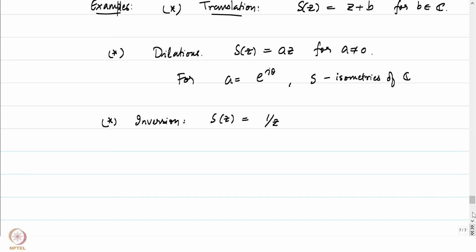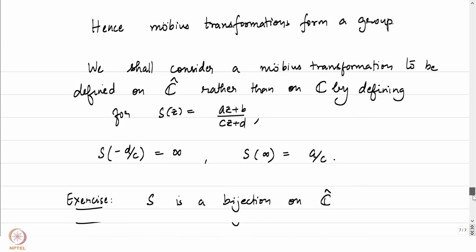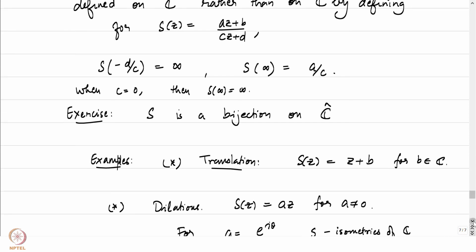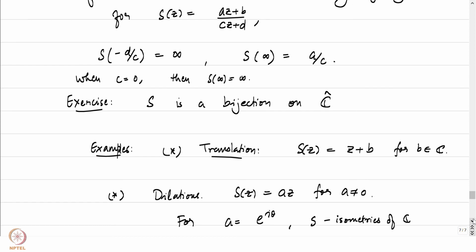So notice that when we are looking at Mobius transformations of the type Az plus b by Cz plus d, if C is equal to 0, then the denominator doesn't have a root. And in such a scenario, S infinity is defined to be infinity itself. So this is something which should be kept in mind. When C is equal to 0, then S of infinity is equal to infinity. And that's how we will extend it in that case to the map on the extended complex plane.